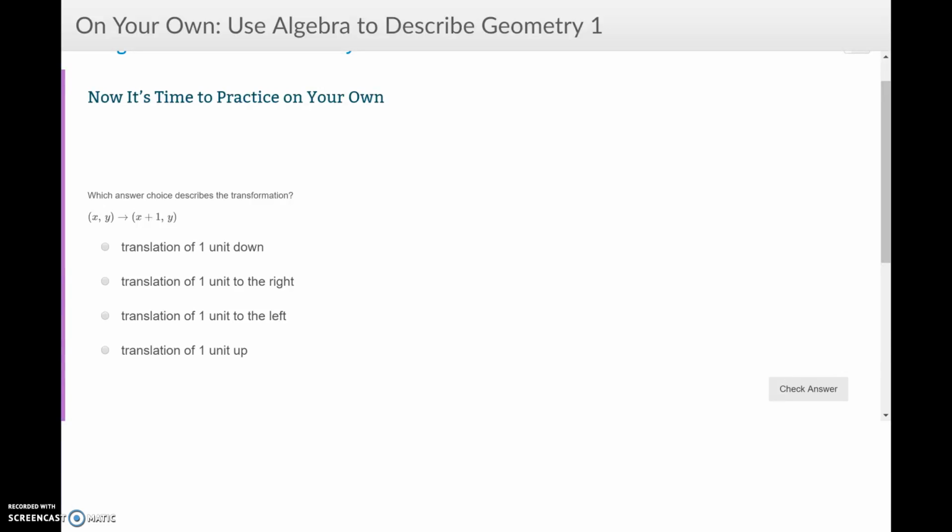Hey guys, I'm going to go over the on your own practice for 1.10, use algebra to describe geometry. So which choice describes the transformation? You're going from (x, y) to (x + 1, y). So x is added 1 and y stays the same. X moves in the horizontal direction, okay? And if you add 1, that moves to the right. So it's translated, which is a slide, 1 unit to the right.